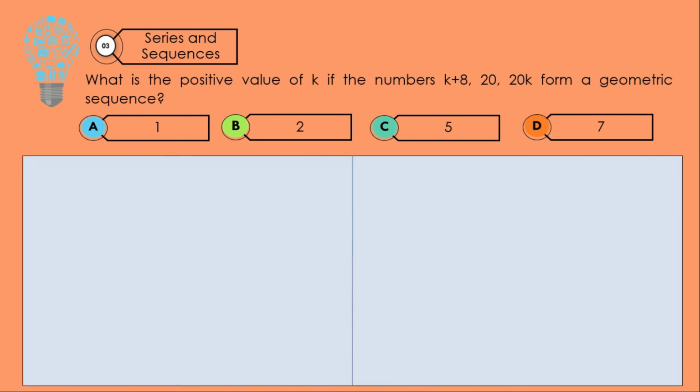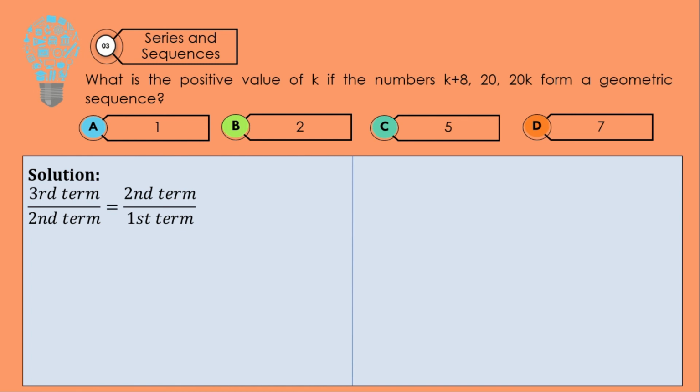To solve this problem, we are going to use this formula. Our third term is 20k, our second term is 20, and our first term is k plus 8. Let's simply substitute them. We'll have 20k over 20 is equal to 20 over k plus 8. Now we can cancel 20. At the left hand side, we'll have k is equal to 20 over k plus 8. We can cross multiply. We'll have k squared plus 8k is equal to 20.